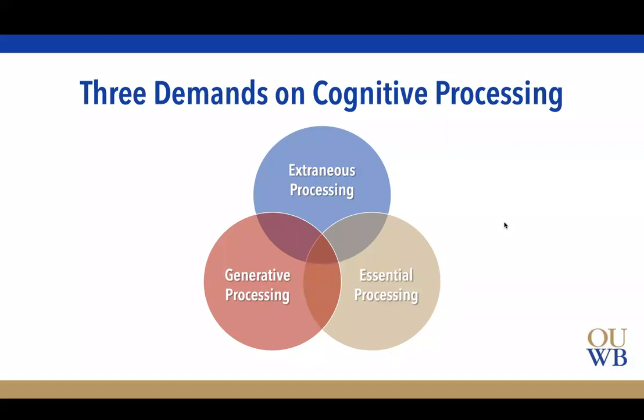So as learners engage in learning processes, again, that idea of selecting, organizing, and integrating new information, they're subject to these 3 different types of processing: extraneous processing, essential processing, and generative processing. And again, today we're going to be more focused on this essential processing piece. Last month, we talked more about extraneous processing. And in December, we'll talk more about generative processing.